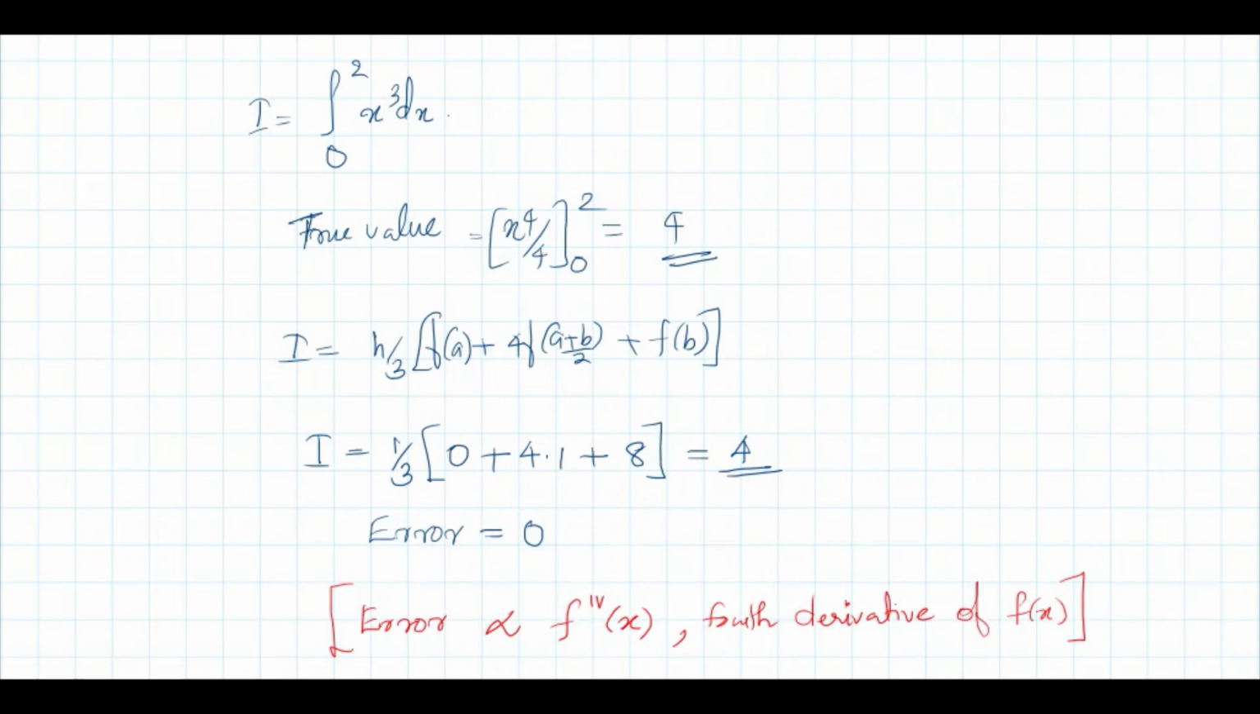If you take integral 0 to 2 x cube dx, true value is x raised to 4 by 4 from 0 to 2, answer 4. Simpson's rule will give you a result I equal to h by 3 into f of a plus 4 into f of (a plus b) by 2 plus f of b.